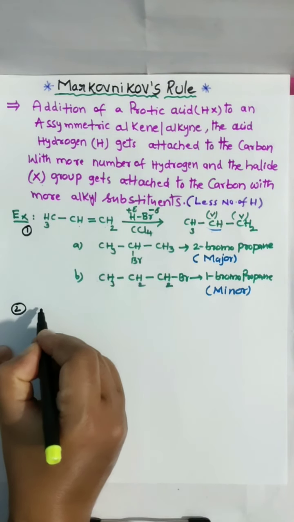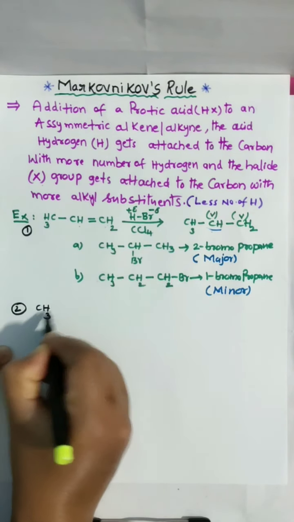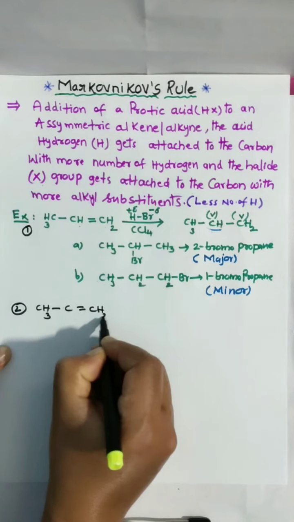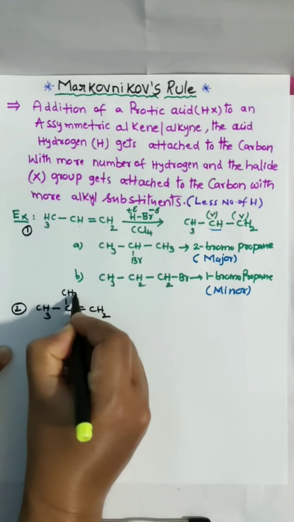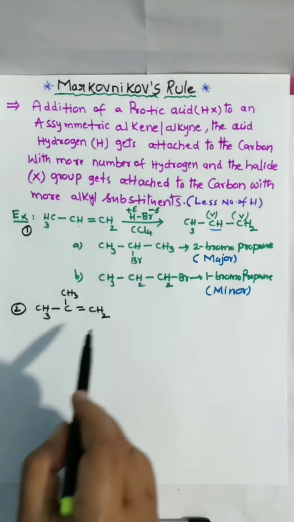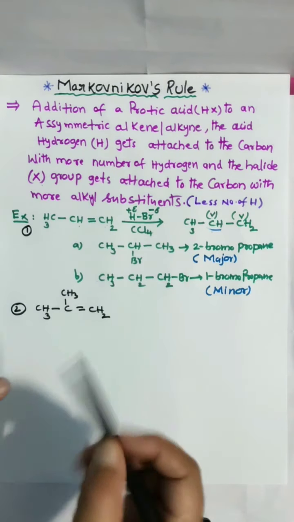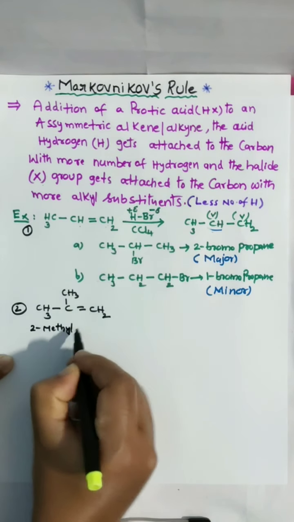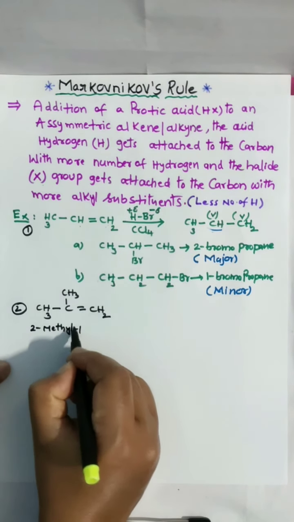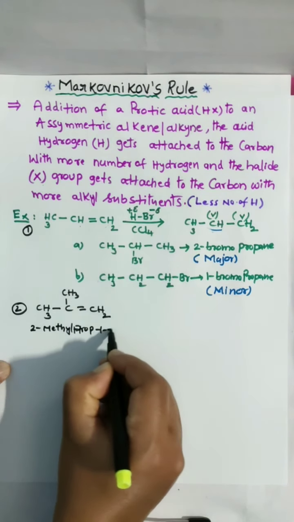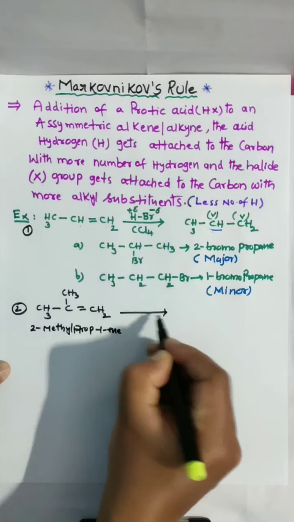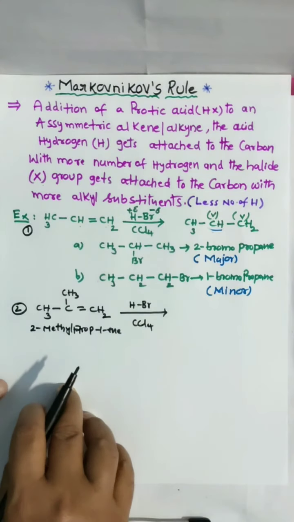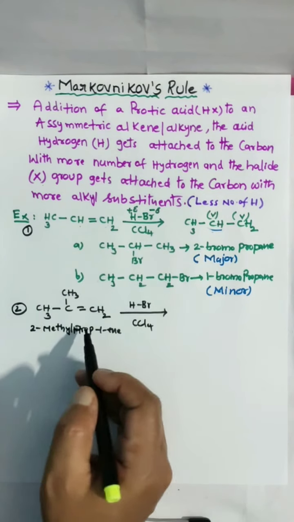This time I am taking CH3, CH3 bond C double bond CH2 bond CH3. This is what we got now. So 2-methyl propene. What is the compound? 2-methyl prop-1-ene. This is subjected to undergo reaction with HBr and CCl4. 2-methyl prop-1-ene or 2-methyl propene.